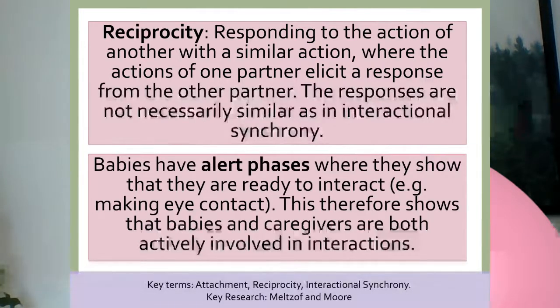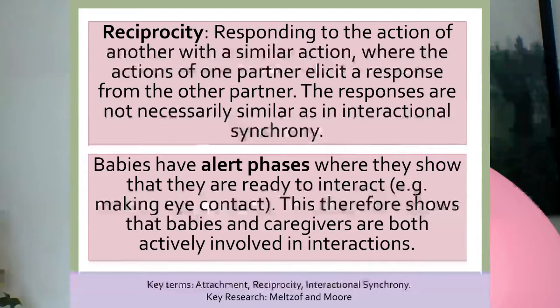Within reciprocity, it's important to be aware that babies have alert phases. This is where a baby would indicate to you that they are ready to have some kind of interaction, they're ready to start a conversation, and this could be through making eye contact with you. So they make eye contact with you, you say something, and then they start to babble, and then you've got that conversation going on.